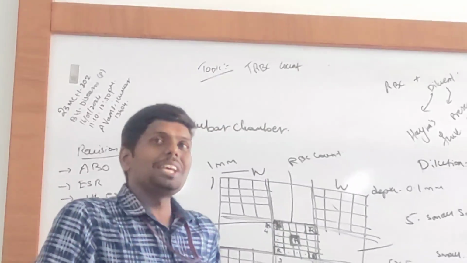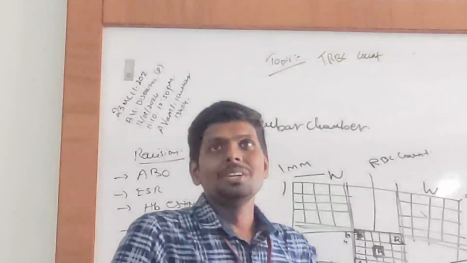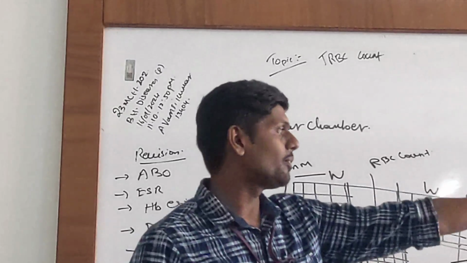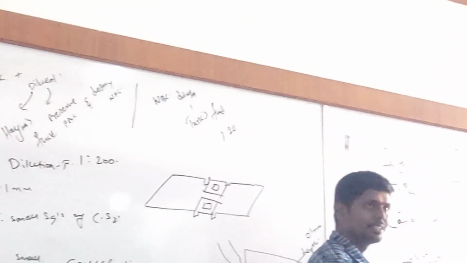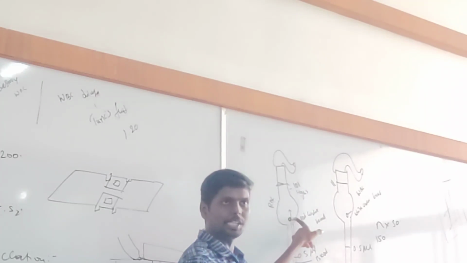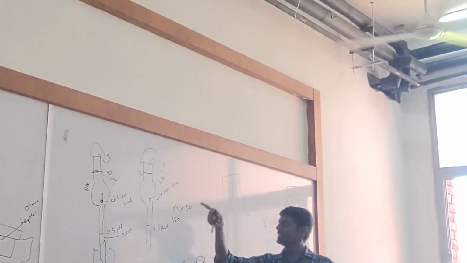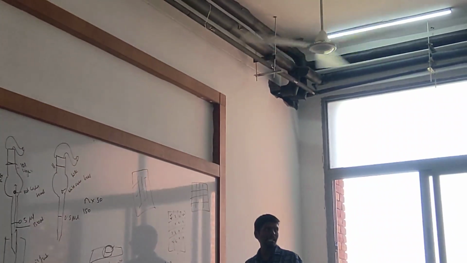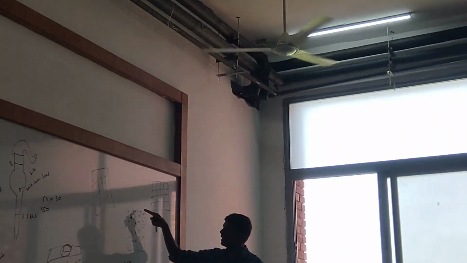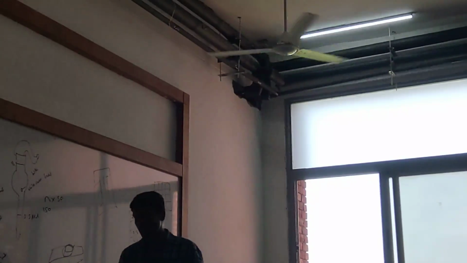Is the RBC count clear to everyone? The test is very simple. You will take a pipette, take 0.5 ml of blood, and collect the diluent up to 101, mix it, then charge the Neubauer chamber and start counting the cells. Where will you count? In the 5 small squares of the central square. Then the sum of all counts into 10,000 will be the RBC count.